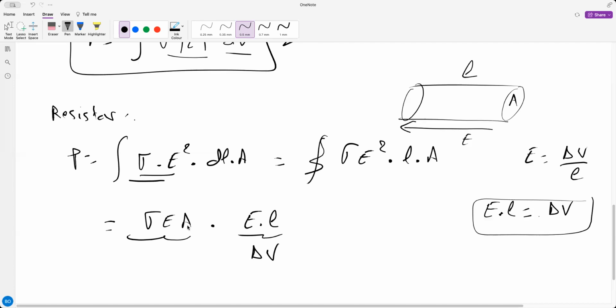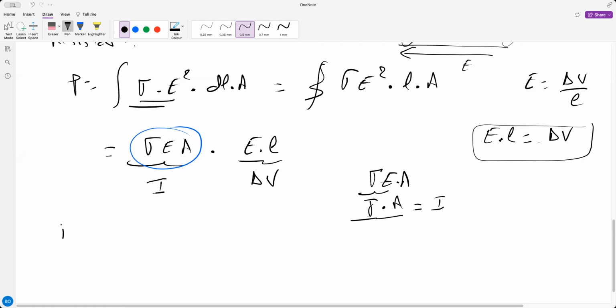Okay. And what is this quantity? Who can tell me what this quantity is? Well, I know that sigma times E is equal to the current density. The current density times A, the area, gives me which quantity? Exactly, the current. So this is the current.